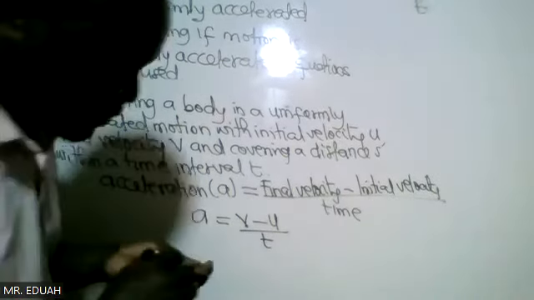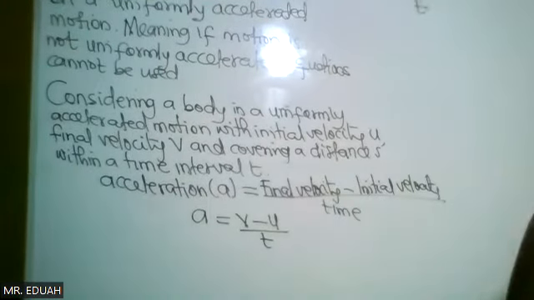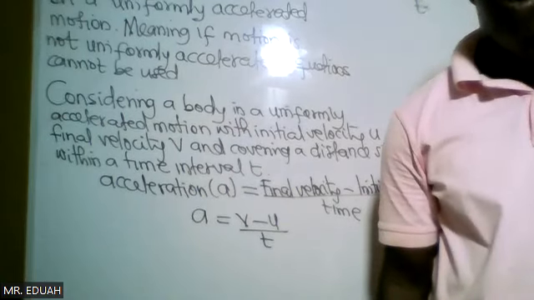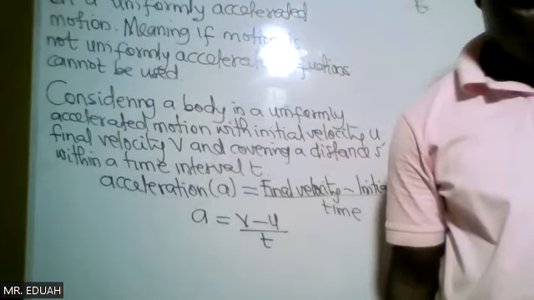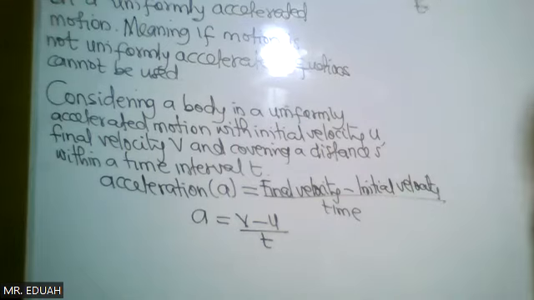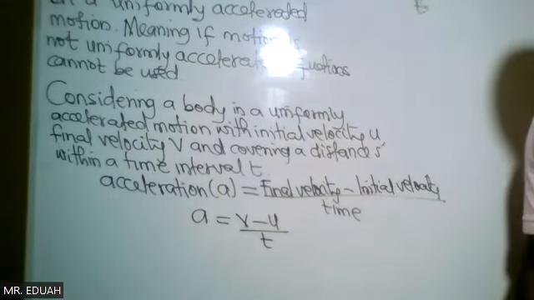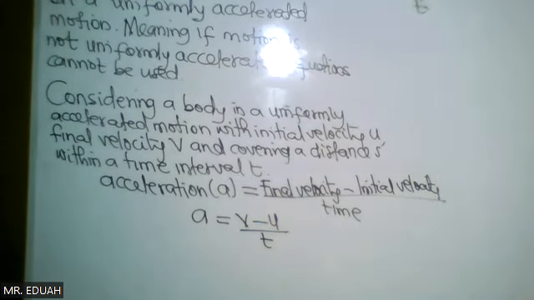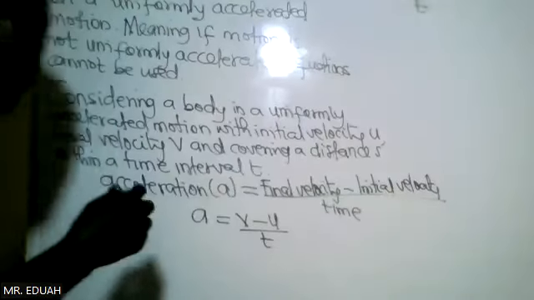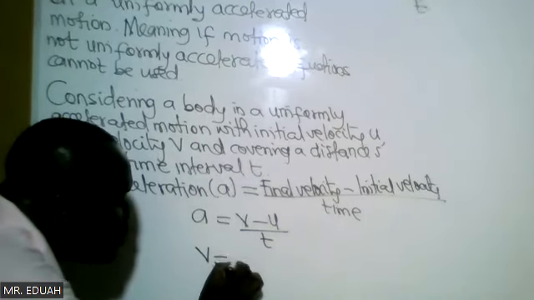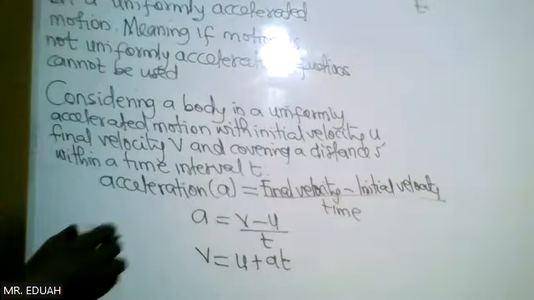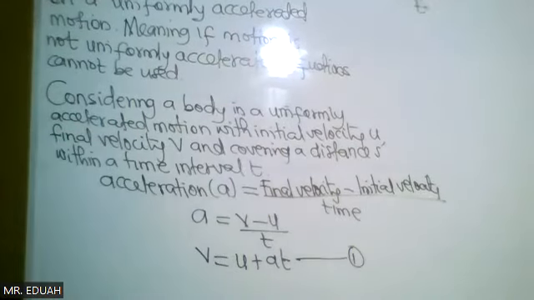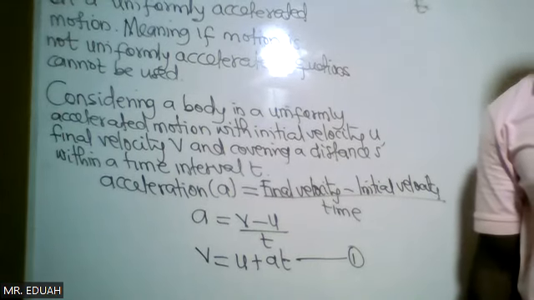Help me make V the subject of the relation. If you are ready, share with us. Okay, Irene. At plus u is equal to v. Good. So we have v equal to u plus at. And class, this is the first equation of motion. This is the first equation of motion: v equals u plus at.